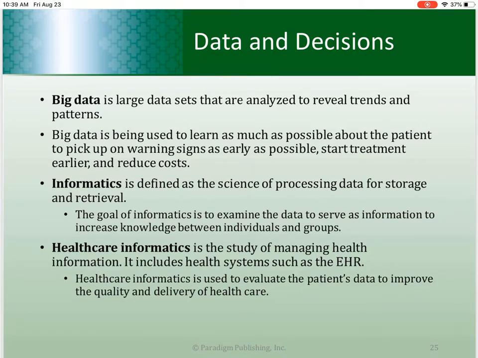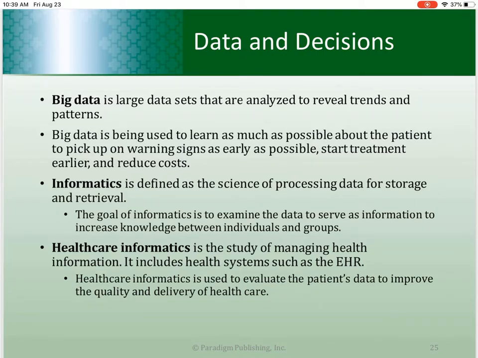Now, informatics is a growing and evolving multidisciplinary field that focuses on technology and information. Informatics is defined as the science of processing data for storage and retrieval. There are many subspecialties of informatics, including healthcare, pharmacy, public health, nursing, and biomedical research. The goal of informatics is to examine the data to serve as information to increase knowledge between individuals and groups.